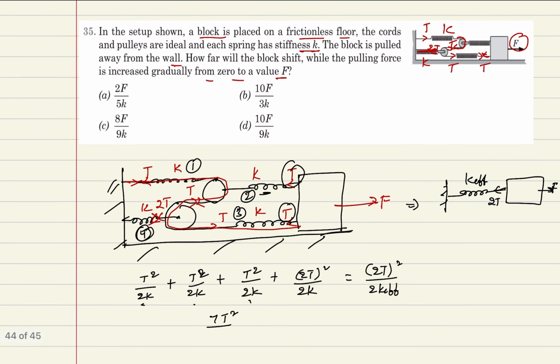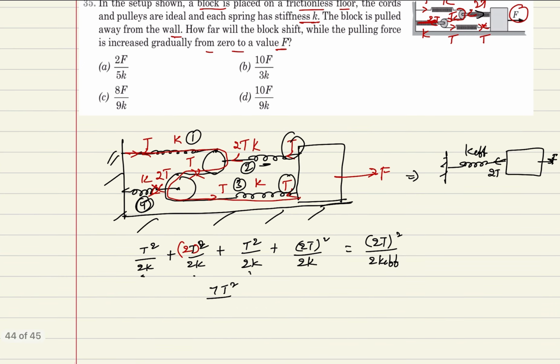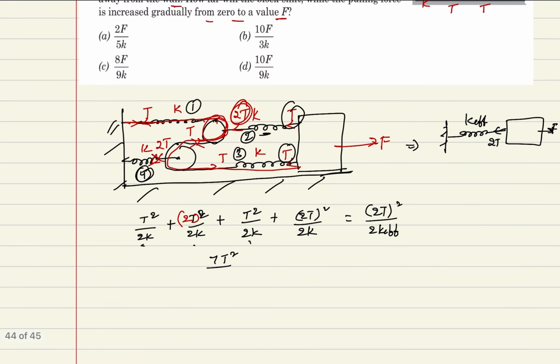I have written one small mistake here. This is not the T actually, this is 2T. Here 2T is there. This is 2T. The second spring is there, no? The second spring we can write as 2T. Okay, you can see here this is 2T. Why? Because this is T and T, we can write it as 2T.